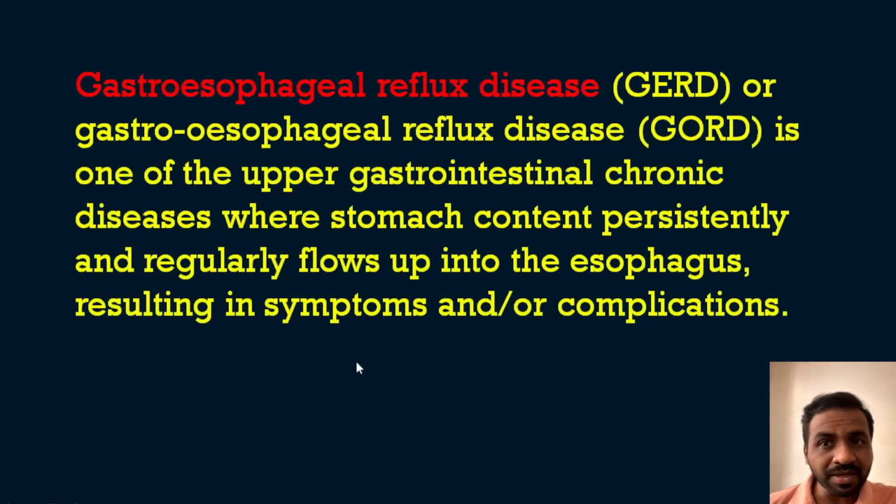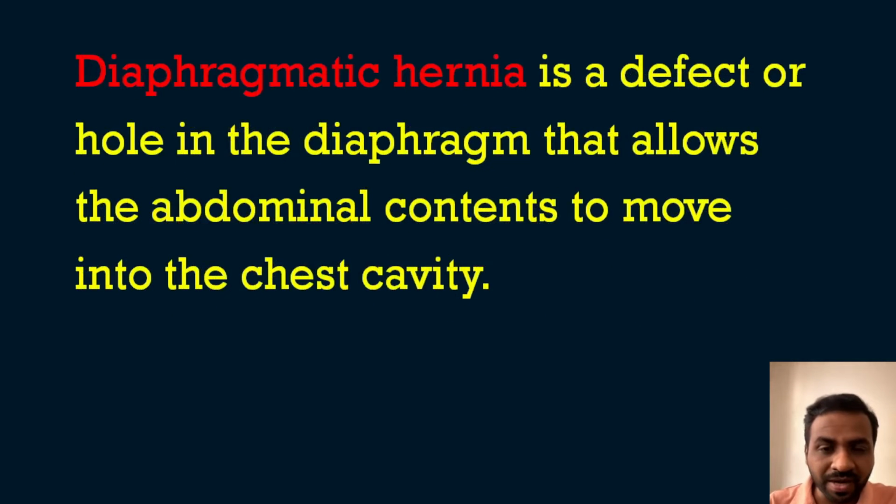Then next comes gastroesophageal reflux disease, otherwise known as GERD. It is one of the upper gastrointestinal chronic diseases where stomach content persistently and regularly flows into the esophagus, resulting in symptoms and or complications. So you know regarding GERD. And the final option was the diaphragmatic hernia. It is a defect or hole in the diaphragm that allows the abdominal contents to move into the chest cavity. So that's all regarding the first question from the gastrointestinal system.